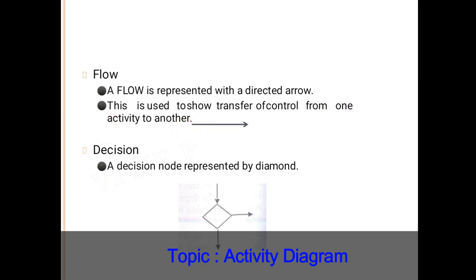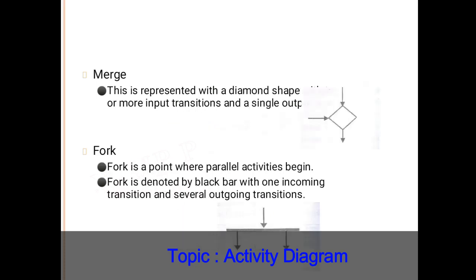Okay, and here see the diamond symbol. The diamond symbol is used for a decision node, and we can also say for a condition. So a decision node is represented by a diamond symbol. Here the diamond symbol is used to take a decision, or to take any condition, and we can use this diamond symbol for a decision.